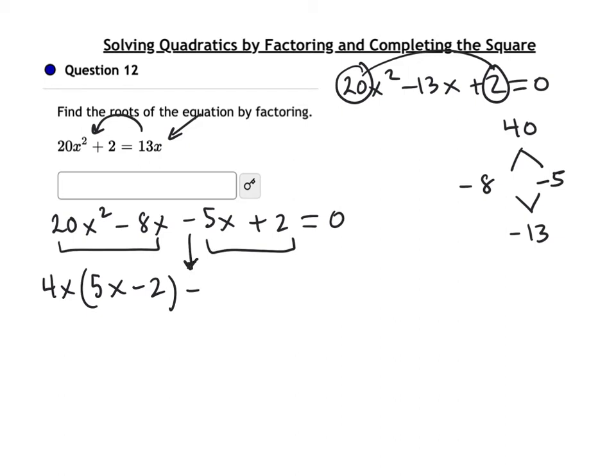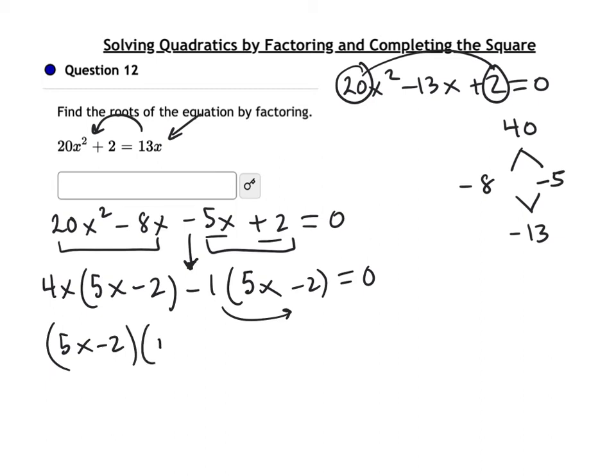Nothing but a 1 in the last two terms. 1 times positive 5x, because negative 1 times 5x is negative 5x, and negative 2, because negative 1 times negative 2 is positive 2. Both terms have 5x minus 2 in them. 5x minus 2 times 4x minus 1.